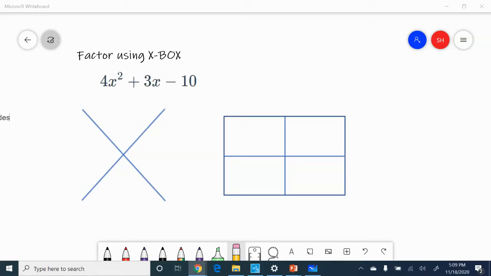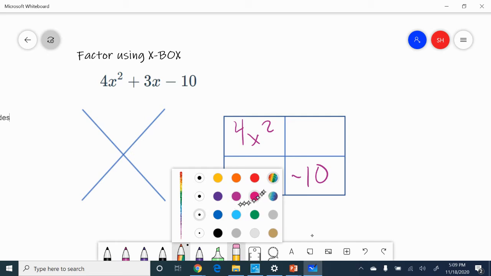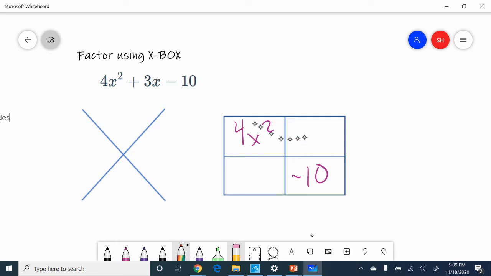All right, so we're going to go ahead and do another example of factoring using the X box. So first thing we want to do is make sure we put our quadratic term, that's the 4x squared, and the negative 10 in the box. Now we're going to split up that middle term, that 3x, so that we can fill out this area model.